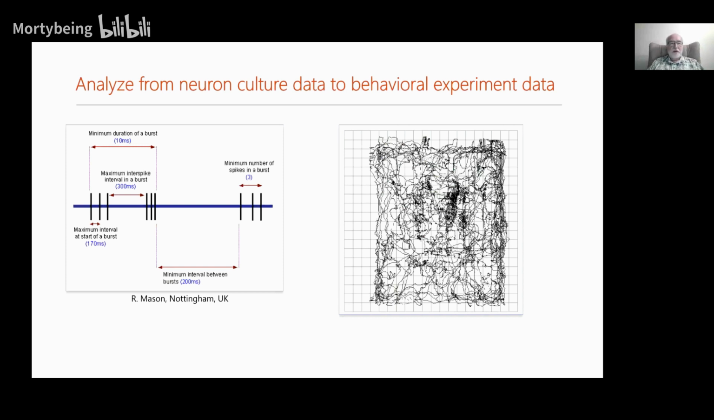So you can analyze different kinds of experiments. For example, the left graph is for burst analysis that a lot of people who record from neuron culture use, and the right graph is for place cell analysis. So you have recordings plus coordinates of the animal, usually a mouse.